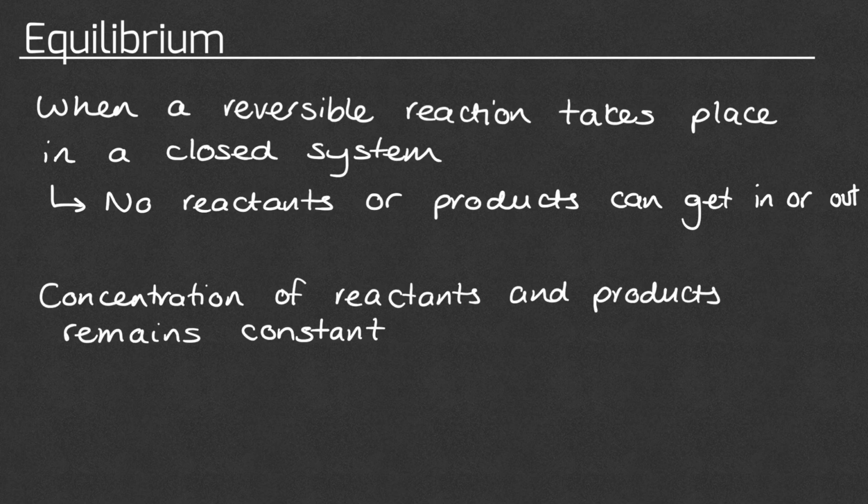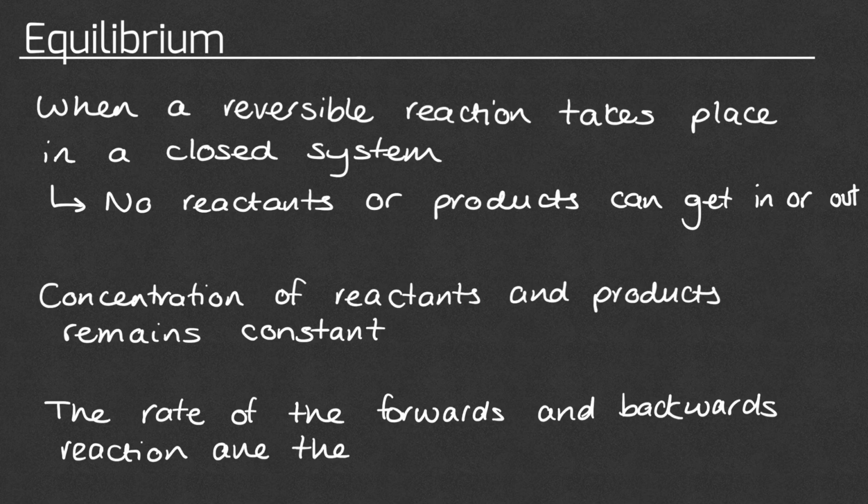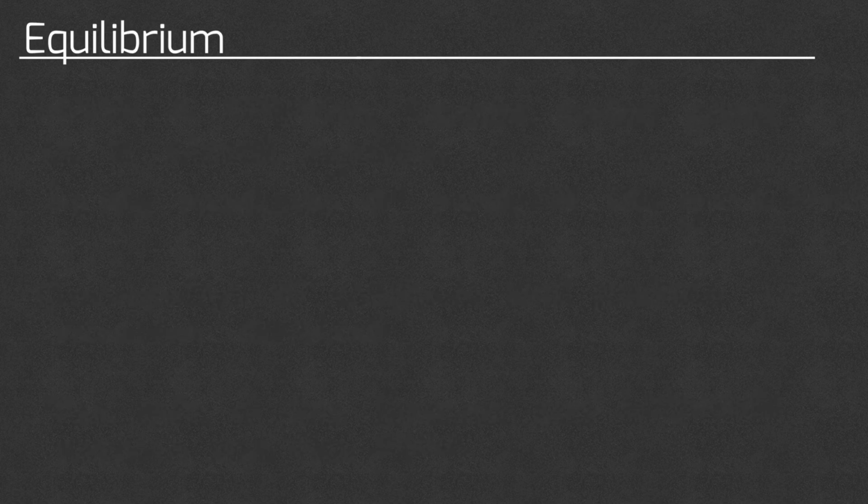In an equilibrium, the concentration of the reactants and the products remain constant. So that means those concentrations don't change once we reach equilibrium. And the rate of the forwards and the backwards reactions are the same. So this means we produce both the products and reactants at the same rate. So let's look at an example to help us visualize this process.